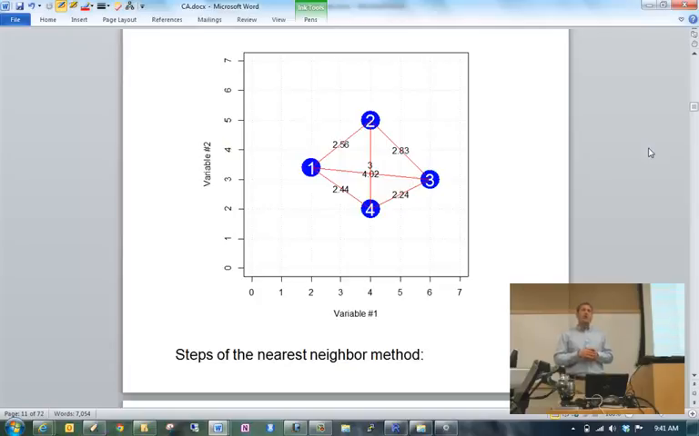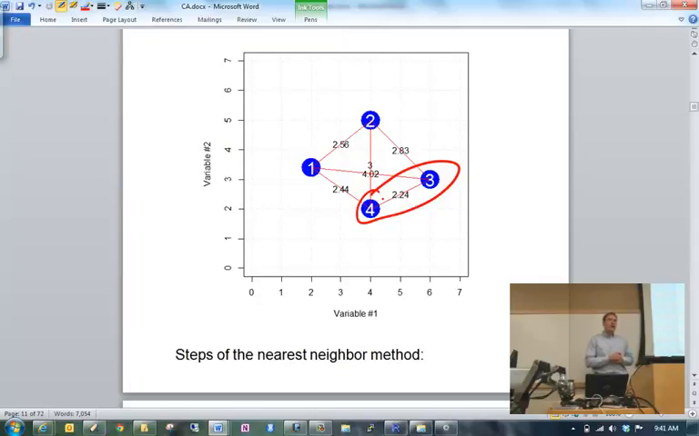Okay, so let's walk through how one would actually do the nearest neighbor method. Which observation should be joined first into a cluster? 3 and 4. 3 and 4, because they have the smallest Euclidean distance. Okay.